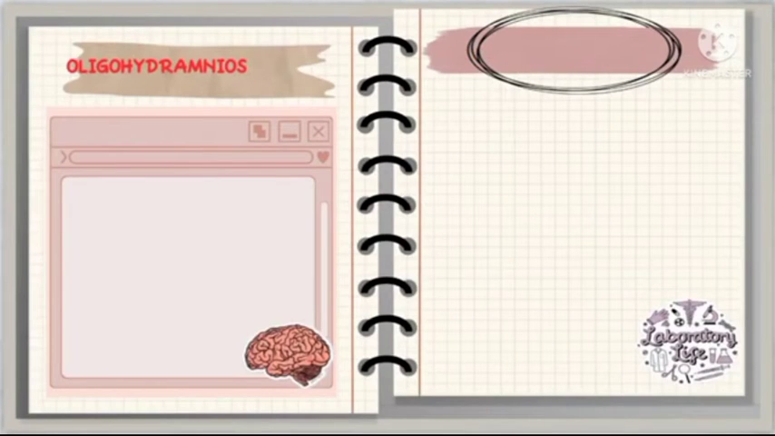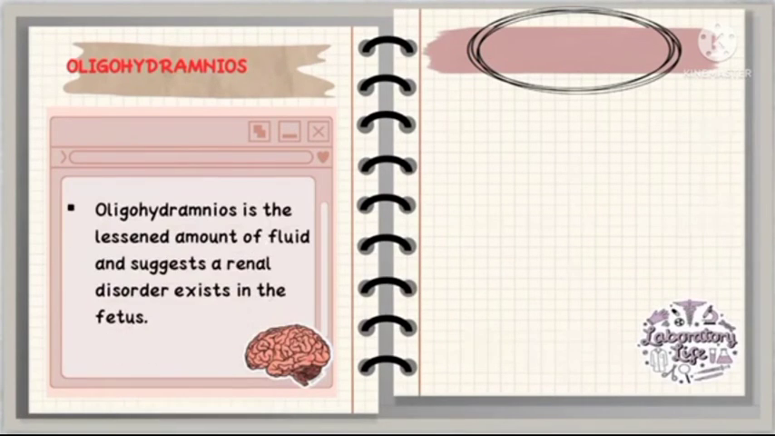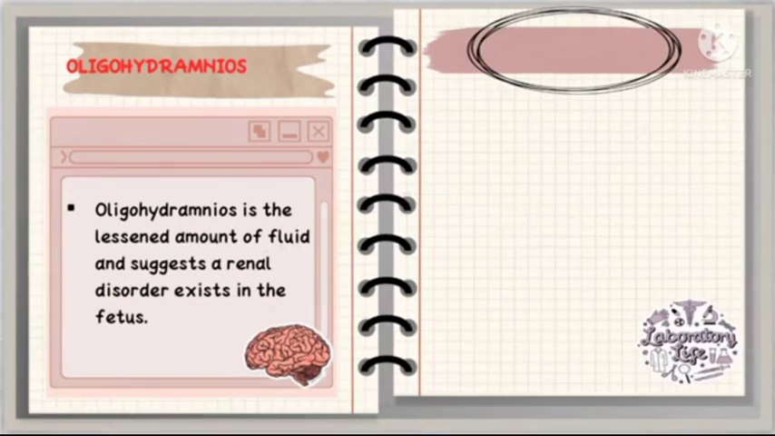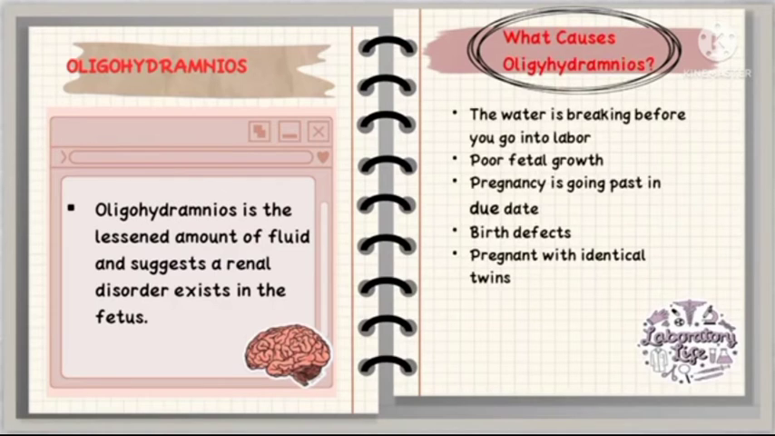Next is the oligohydramnios. So what is oligohydramnios? Oligohydramnios is the lessened amount of fluid and suggests a renal disorder exists in the fetus. Condition may happen for several reasons. It may be due to not making enough fluid, or it may be caused by problems that lower the amount of fluid. So here are the causes of oligohydramnios.